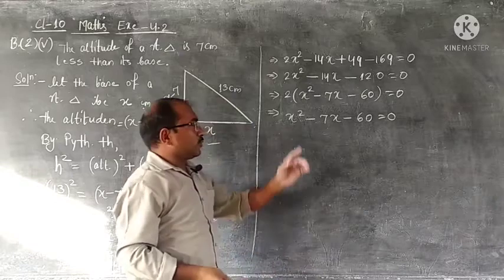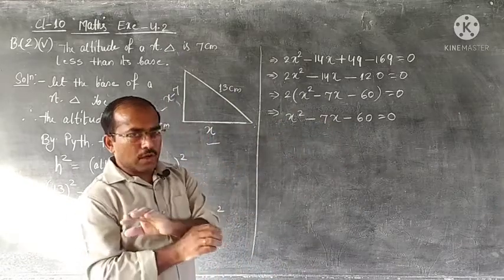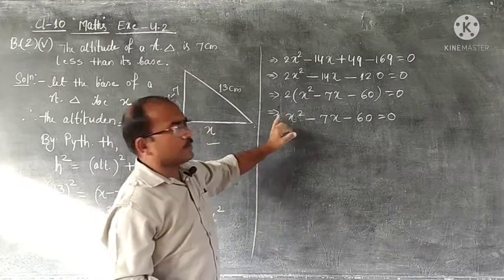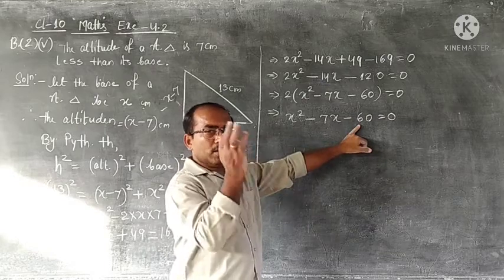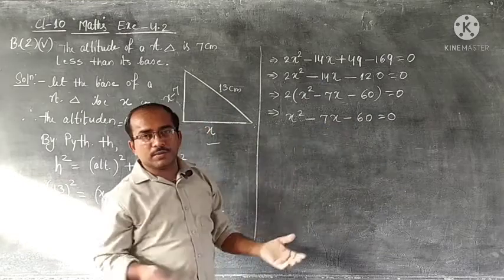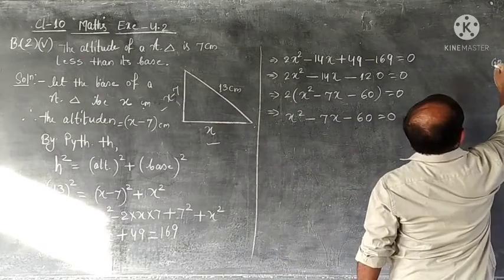And now the time has come to do splitting the middle term, or middle term factorization. I hope now you are getting confidence in this method. 1 into 60, then the factors of 60. From the factors we will get the middle term set. Let's do that. Factors of 60.